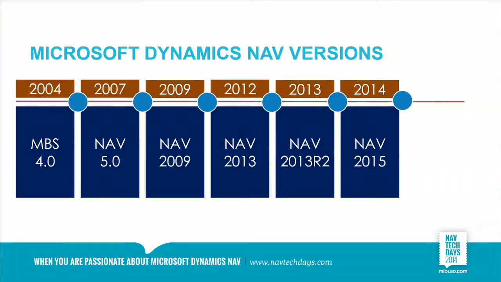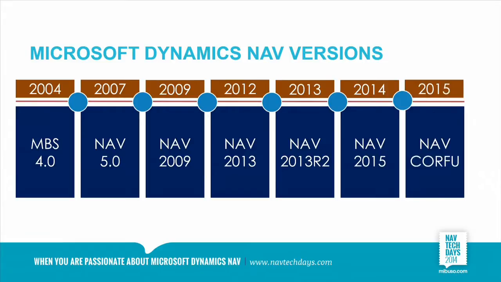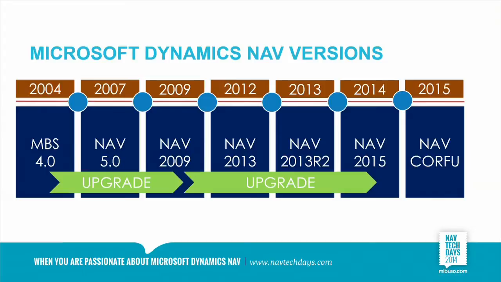Currently we have NAV 2015. Last year we had 2013 R2, but the R2 didn't really play it nice because it was a big release. And next year we'll have Corfu. And typically, if you look at how a customer treats the versions, they would skip a version, upgrade from 4 to 2009, upgrade from 2009 to 2015. And this is not the way we want customers to experience NAV anymore.